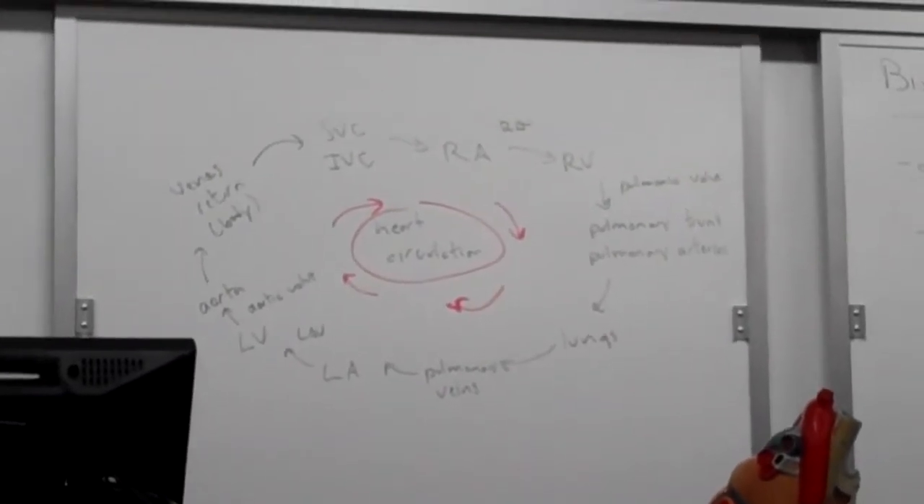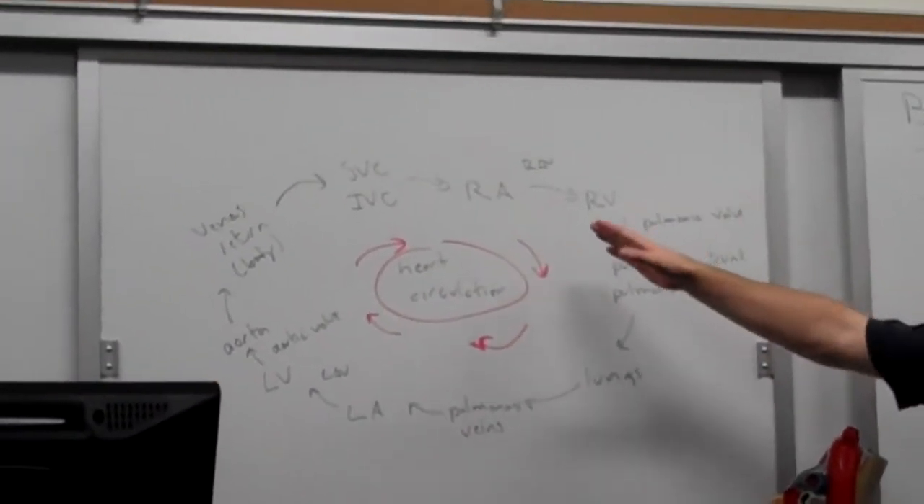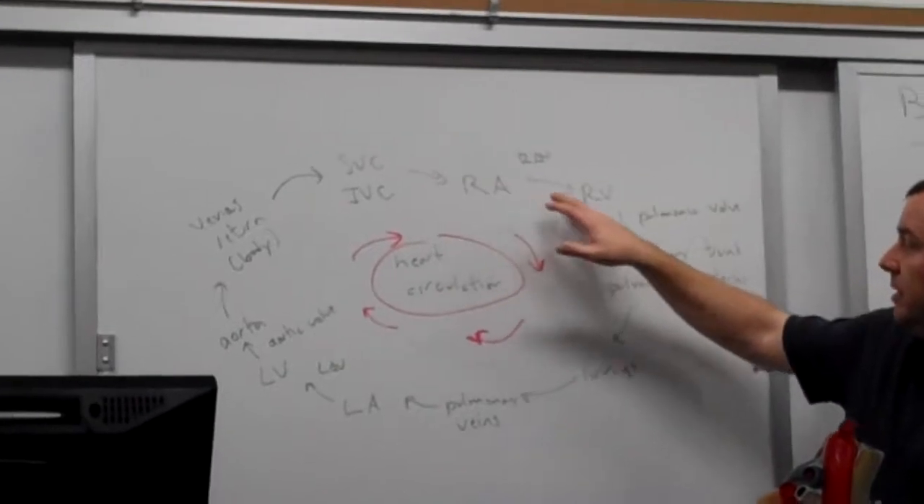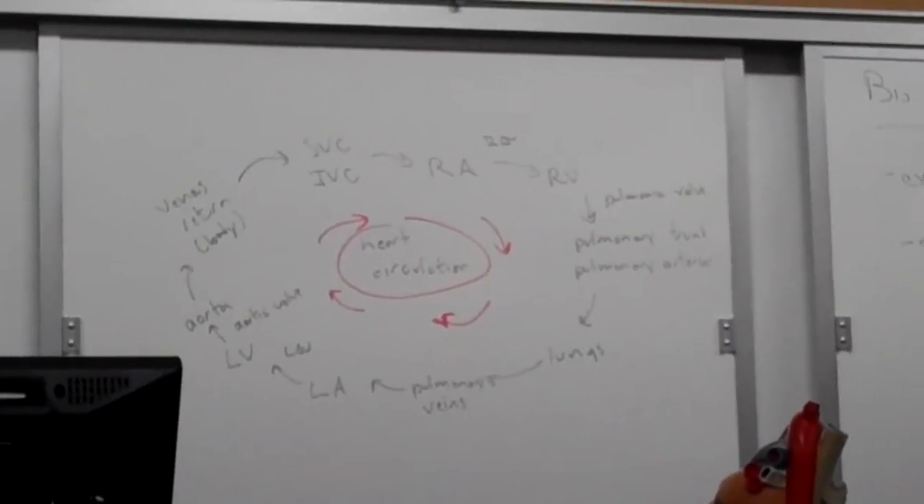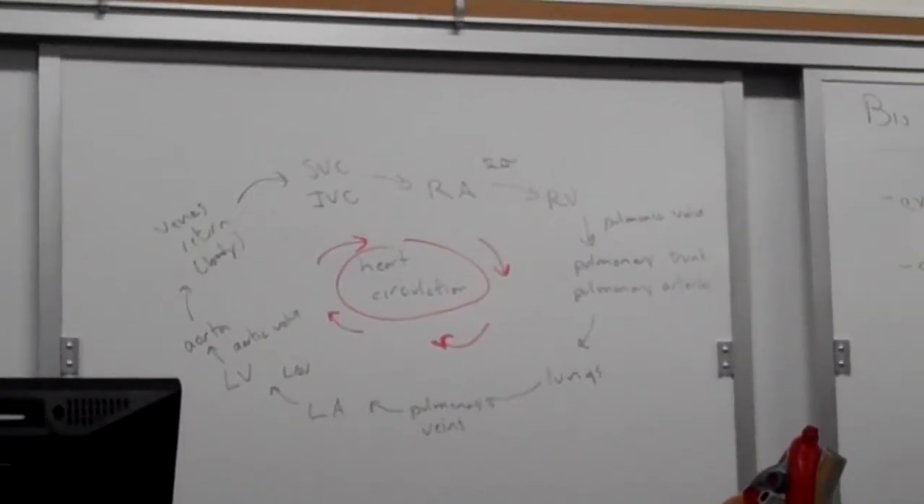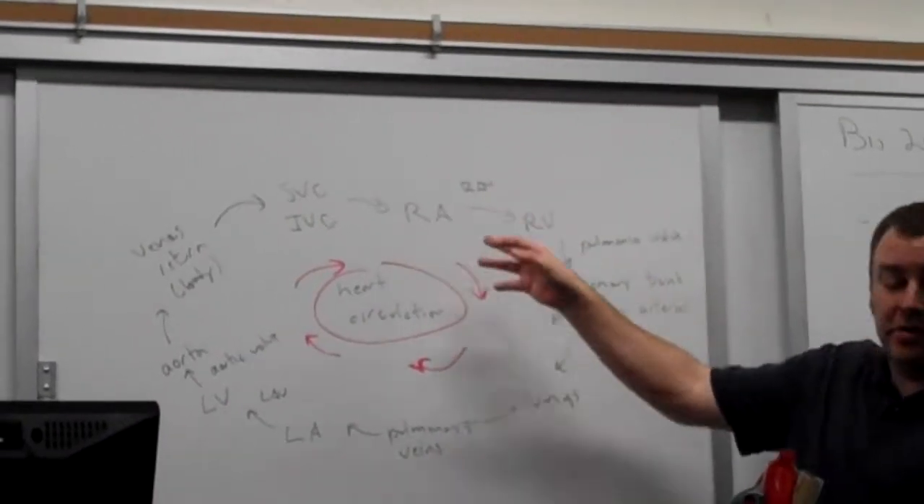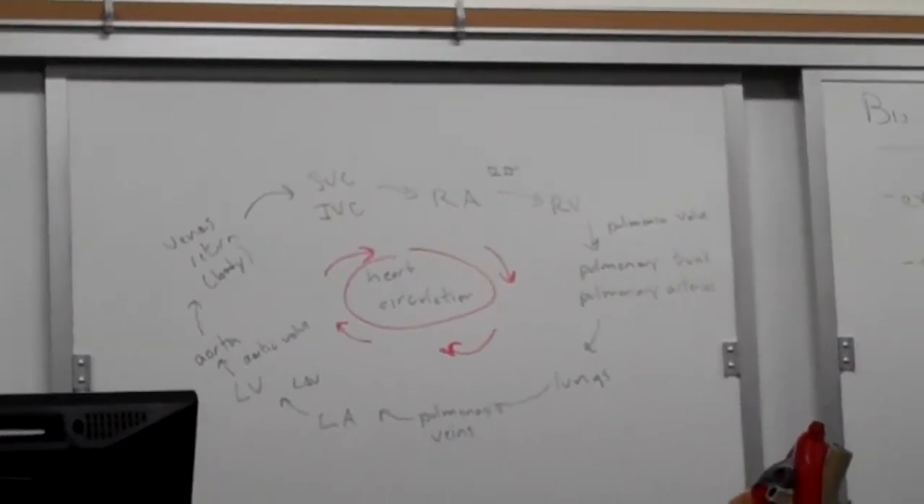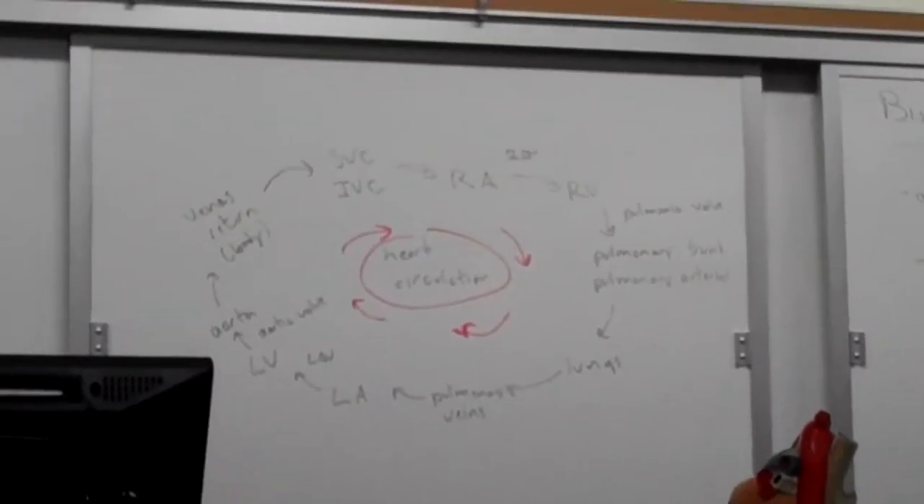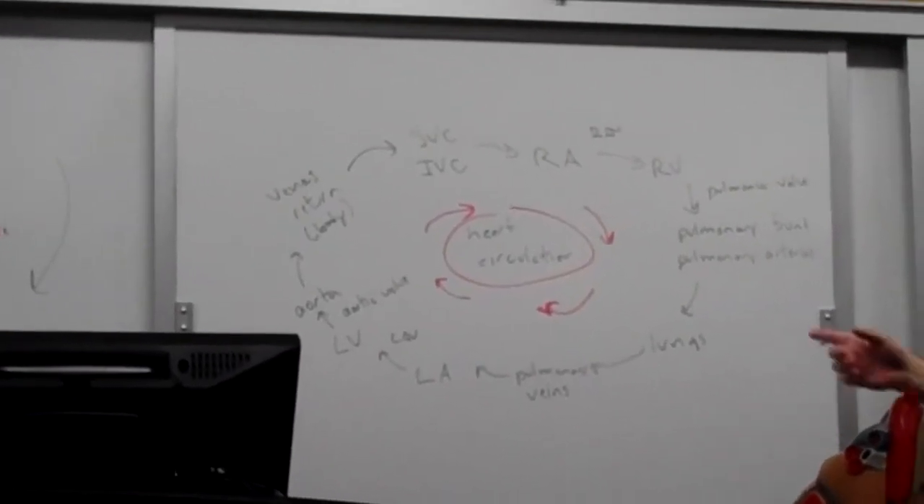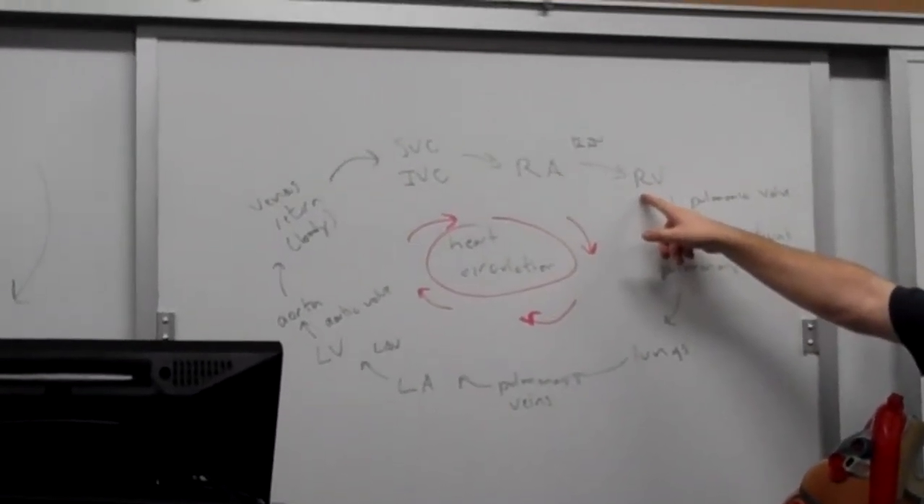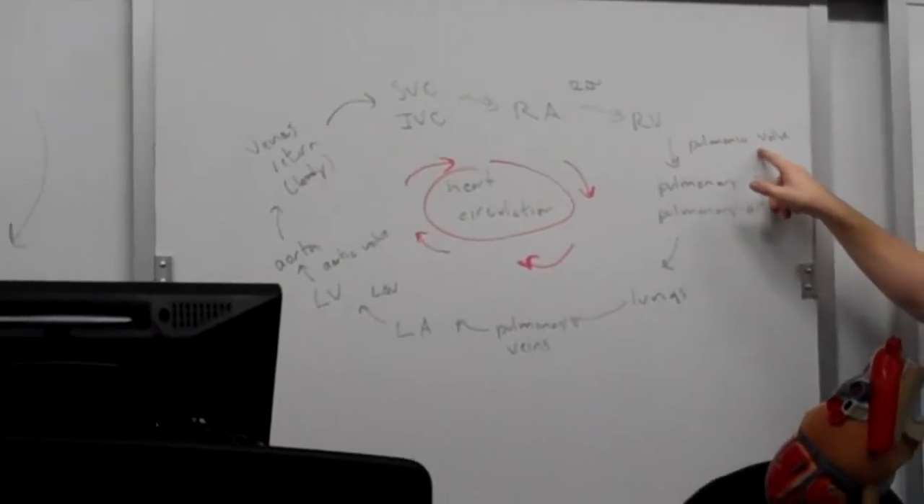So remember, most of the valves are pretty logically named. So the valve between the right atrium and the right ventricle is the right AV valve, or the right atrioventricular valve. Remember, it has a couple other names. The tricuspid valve is probably the most common other name for it. From the right ventricle now, it's going to pass through the pulmonic valve.